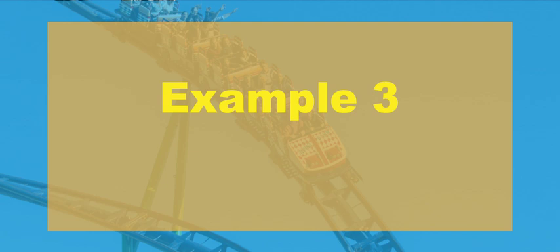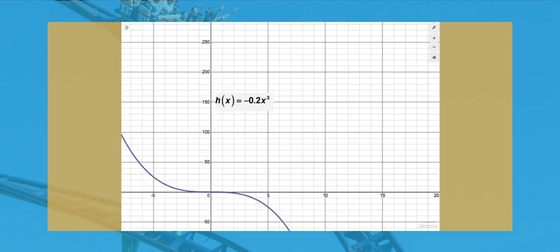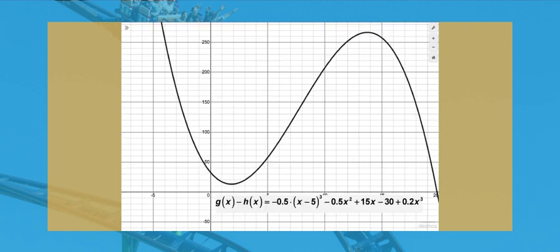Let's look at a final example. The graph of this roller coaster is based on this polynomial, while the graph of this roller coaster is based on this polynomial. Watch what happens to the graph of the roller coaster when you subtract the second polynomial from the first. What do you think accounts for the change in the third graph?